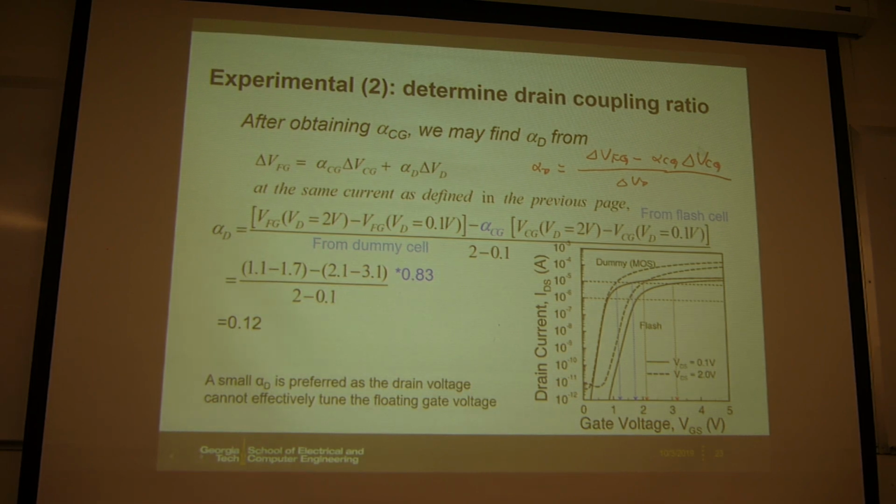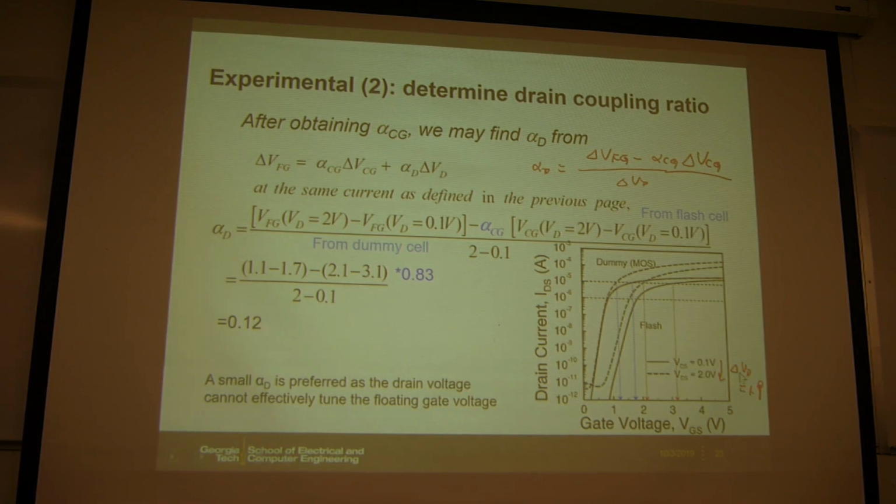Okay, so this is the equation for alpha D, and then we are going to plug in the numbers here. So let's look at the denominator, the delta VD here. We need to look at the four curves now, because here we are going to change the VD from 0.1 volt to 2 volts. The drain voltage delta VD is this 1.9, because you change it from 0.1 to 2.